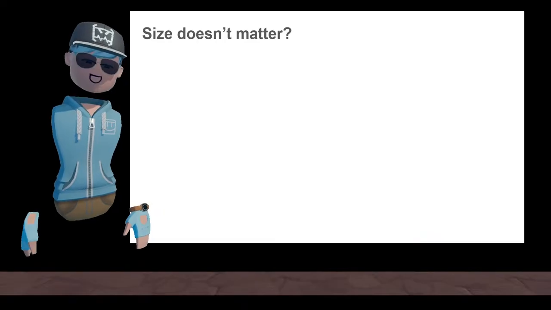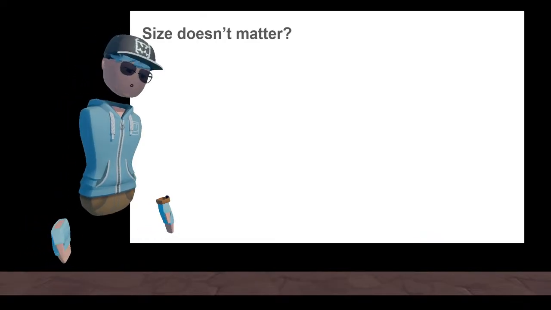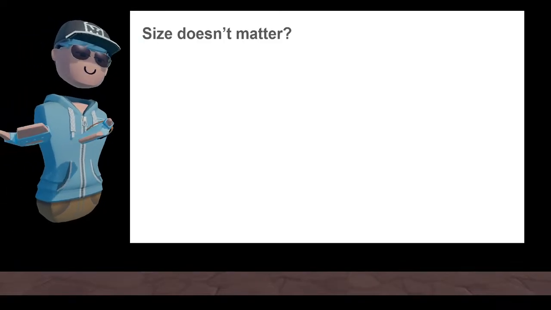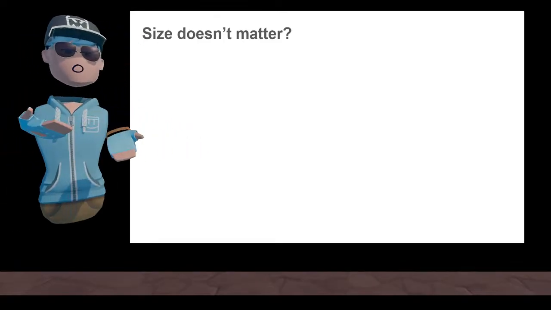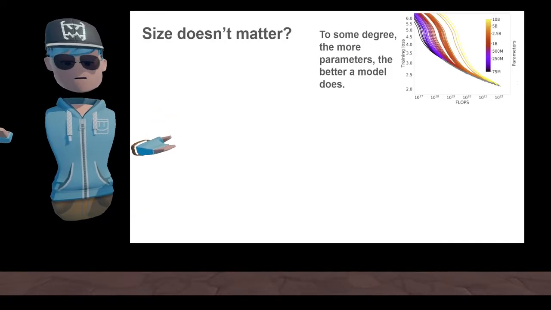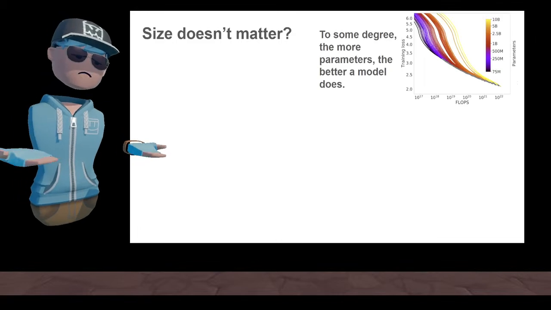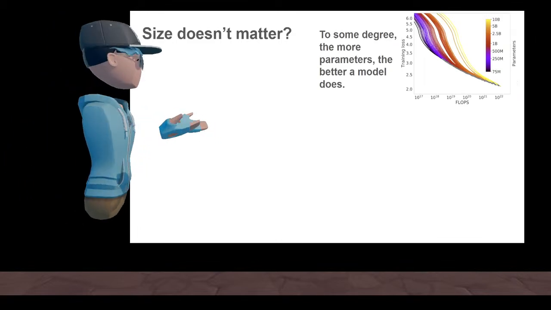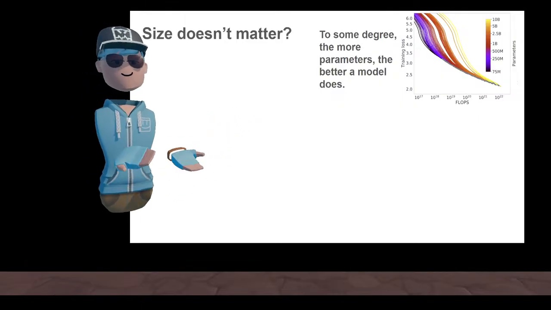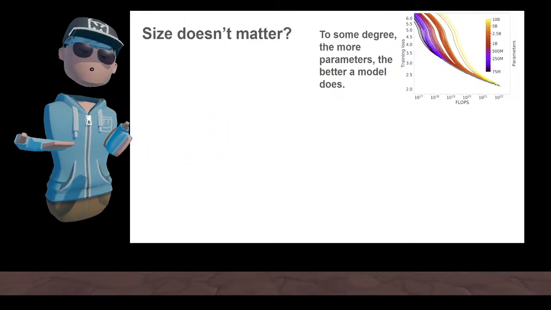Now, you might be thinking, okay, so 175 billion versus the 8 billion. So does size not really matter in this case? They do, kind of. This is something called the scaling law, and it basically means that the more parameters, the better it does.